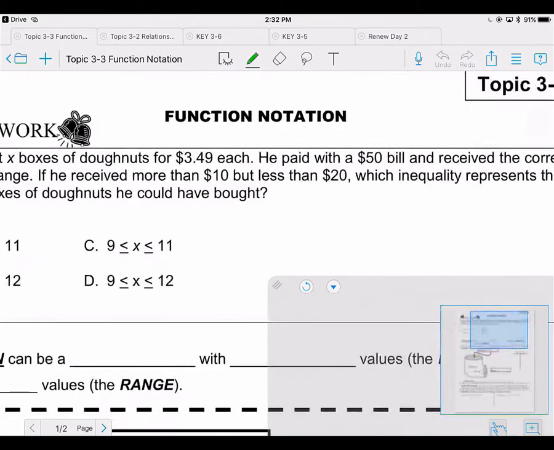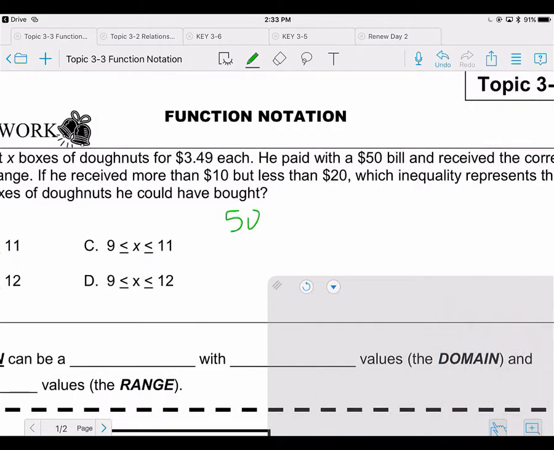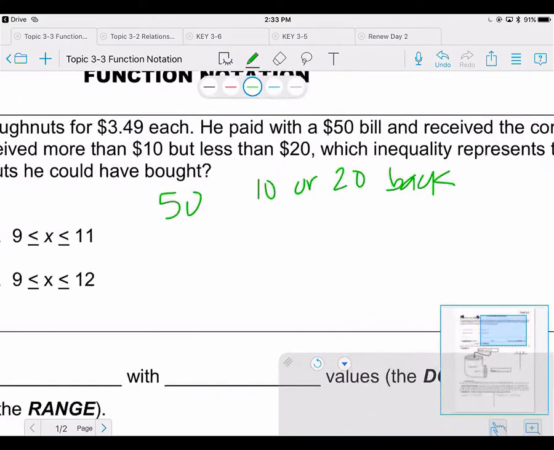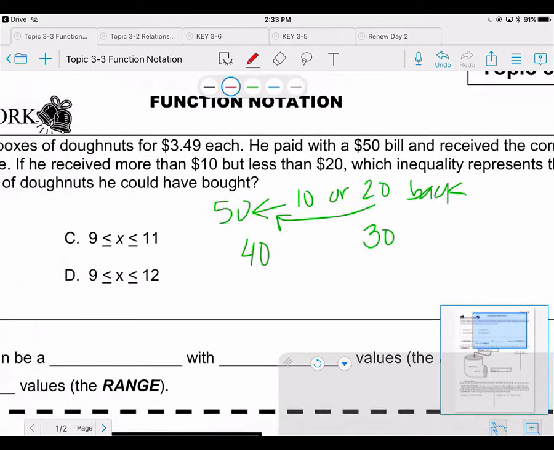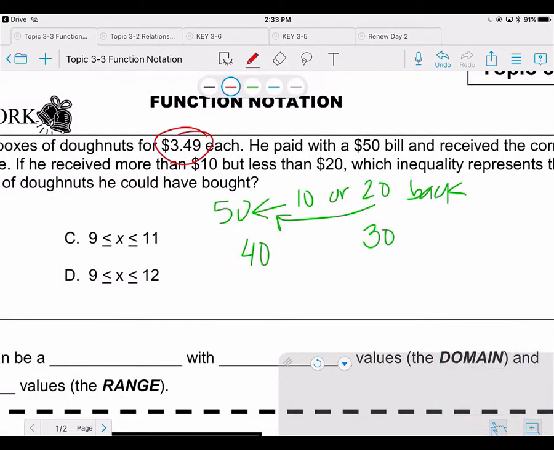We know that he paid with a $50 bill and got back more than $10 but less than $20. There are two different things we could do here, but the way I'm going to solve it, if he got $10 back, it means he spent a total of $40. If he got $20 back, it means he spent a total of $30. Now I'm going to figure out how $3.49 each could make sense.